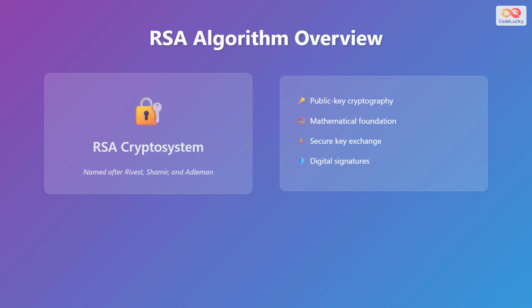Let's take a look at the RSA Algorithm Overview. The RSA cryptosystem is named after Rivest, Shamir, and Adleman, who invented it. RSA is a public key cryptography algorithm. Its security relies on mathematical foundations, enabling secure key exchange and digital signatures. Public key cryptography allows secure communication without the need to exchange secret keys beforehand.